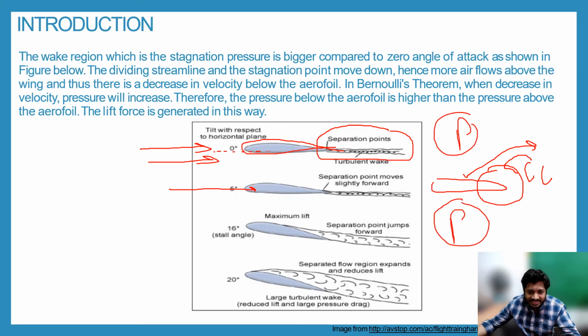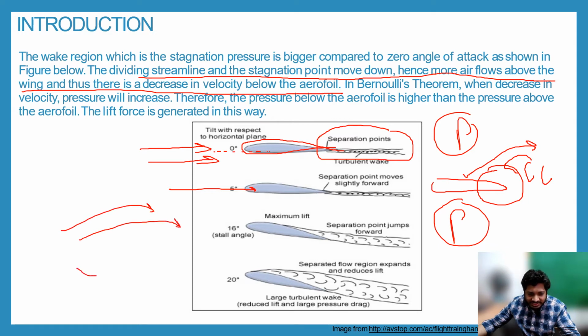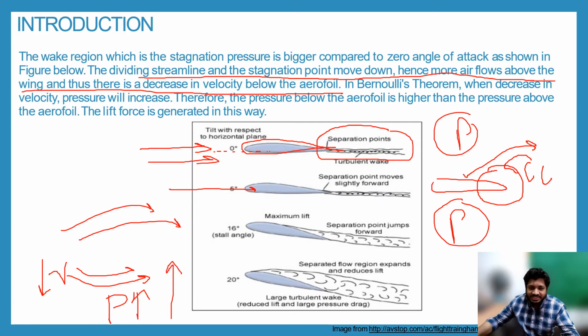So what happens is that when the stagnation point, the dividing streamline, moves down, more air flows above the wing, and thus there is a decrease in velocity below the airfoil. So there is more airflow above the wing, and less air and less velocity below. Bernoulli's equation states that when there is a decrease in velocity, the pressure will increase, and this increase in pressure will cause the lift force to increase, and that is why lift is created on the aerofoil.